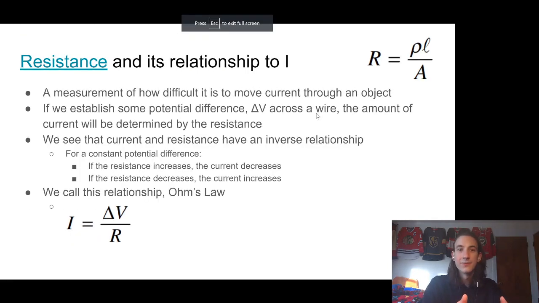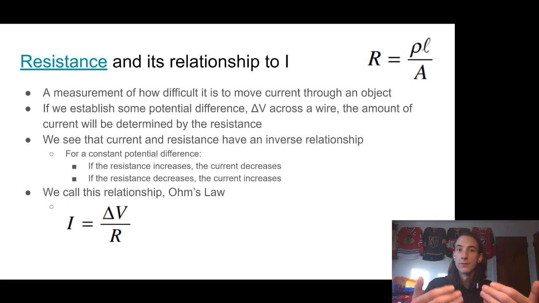All right, but yeah. So if we're looking at resistance and its relationship to other variables that we're going to talk about, specifically current, we said, okay, well, this is our equation for resistance, but the resistance is just going to be a measurement of how difficult it is to move current through an object. So if we establish some sort of potential difference across a wire, like we were just talking about by having this separation of charges, the amount of current will be determined by the resistance. So resistance is how able are we to move current through this wire. So the amount of current is going to be based on the resistance.